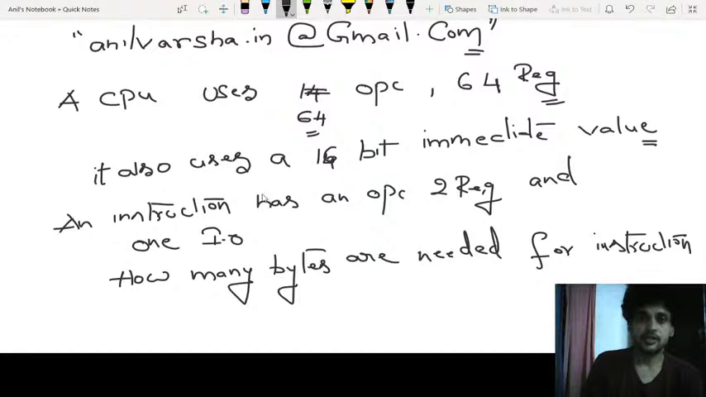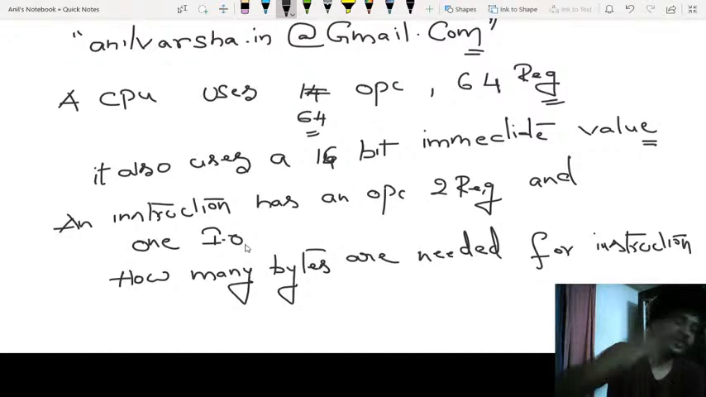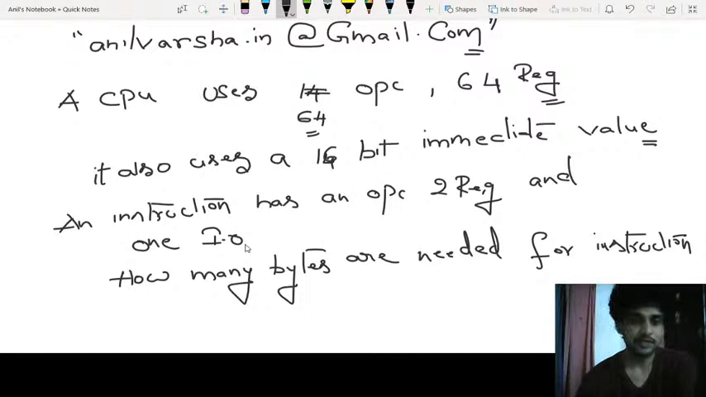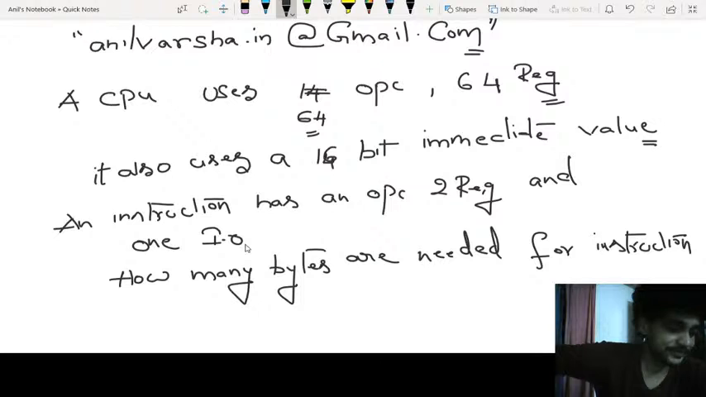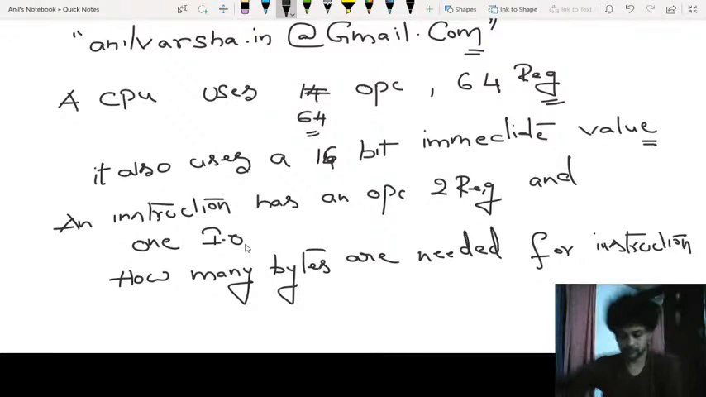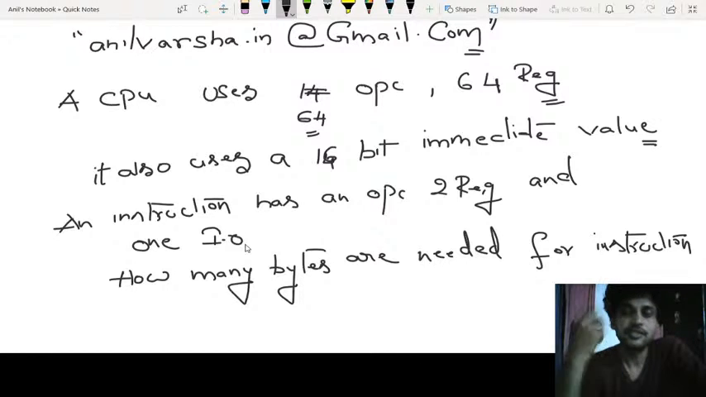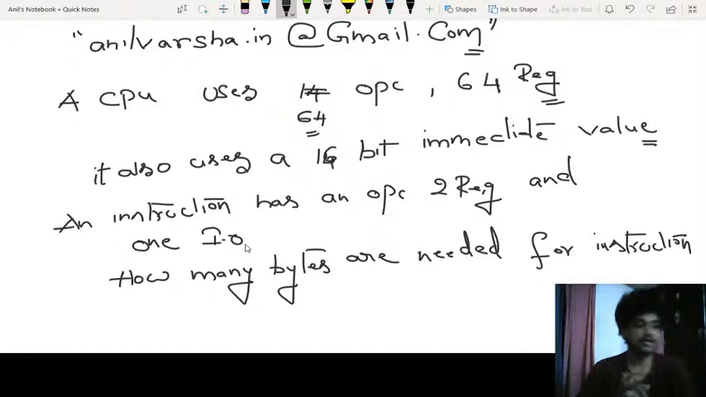A CPU uses 64 opcodes and 64 registers. It also uses a 16-bit immediate value, and an instruction has an opcode, 2 registers, and 1 immediate operand. In order to compose this instruction, how many bytes does this architecture require? This is the question. Can you answer me? No, wrong. Just stay focused. It's the simplest question. You just have to think in the right direction. That's it.